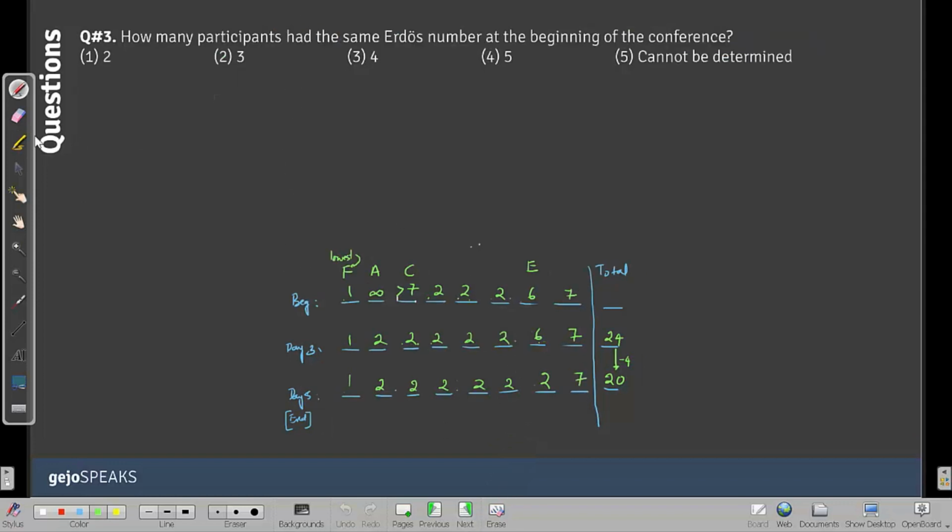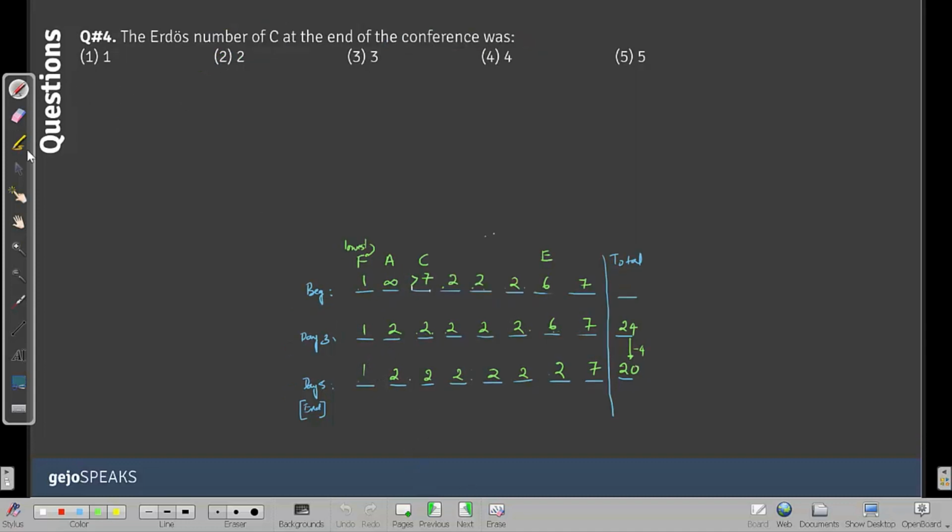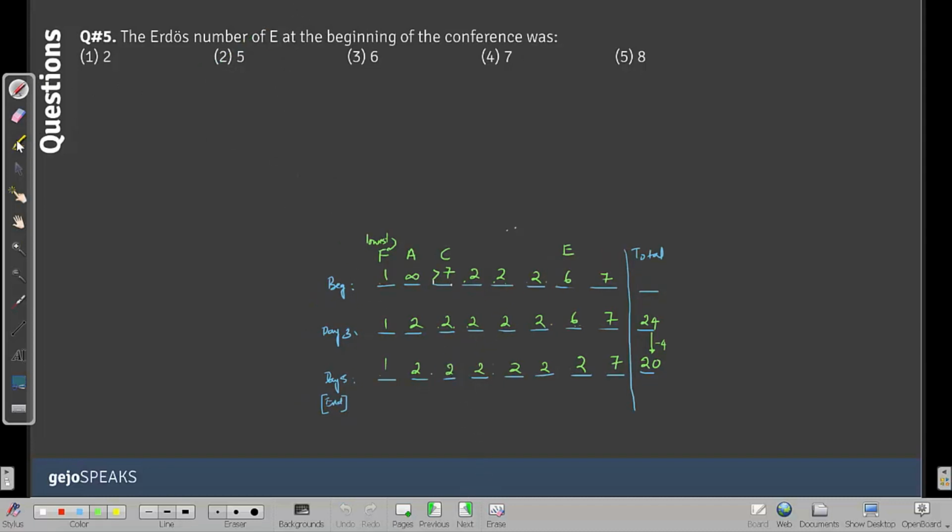Good. Next question. How many participants had the same Erdos number at the beginning of the conference? 1, 2, 3. 3 of them had the same Erdos number at the beginning of the conference. So therefore we can say that that value would be equal to 3. The Erdos number of C at the end of the conference is 2. Erdos number of E at the beginning of the conference would be equal to 6. Yes, so executing this is fine.